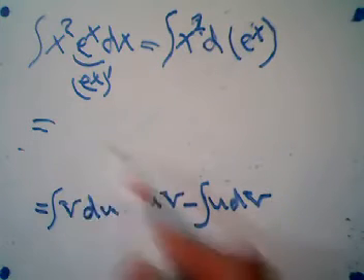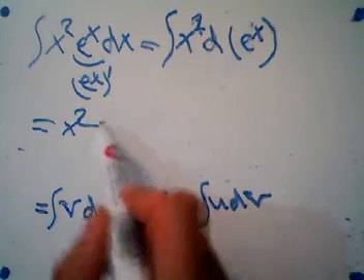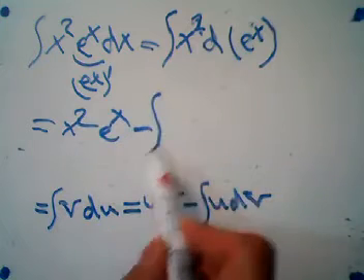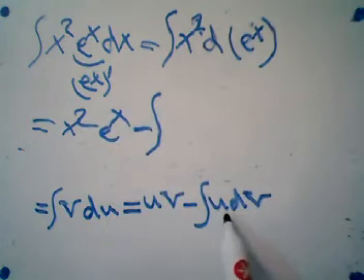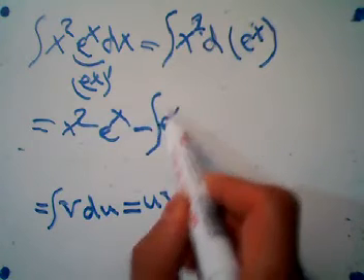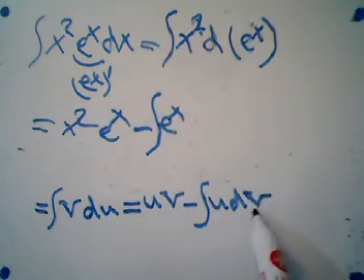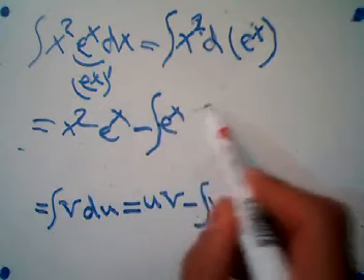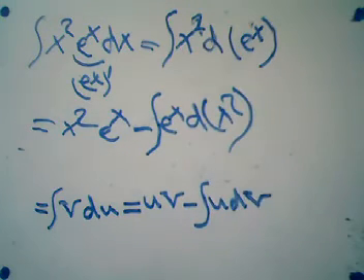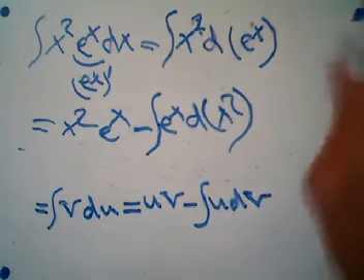So that would be equal to x squared times e to the power of x minus, u was e to the power of x and v was x squared, d x squared. Now we're not done yet.